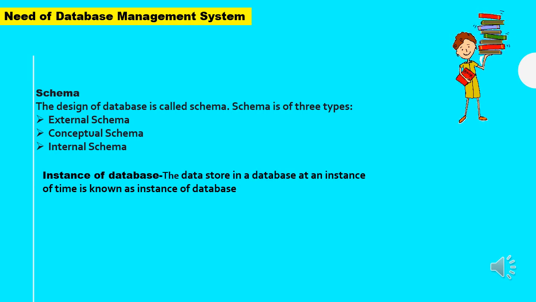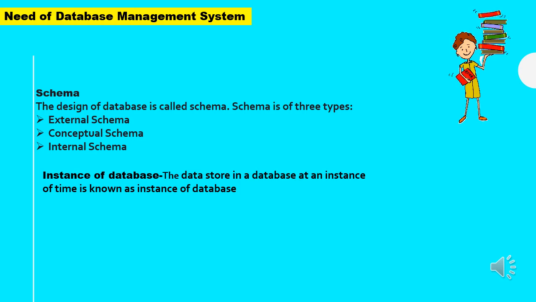Schema. So what is schema? The design of the database is called schema, and schema has its three types: external schema, conceptual schema and internal schema. So now the question arises, why these three schema architecture created? Three schema architecture was created to keep the physical database separate from the user application. So what is three schema architecture now?